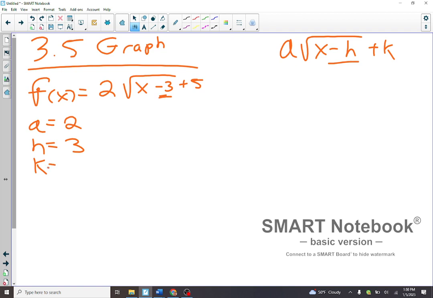Do you always flip it? Yes, always flip the H, while the K always stays the same. Don't flip that. People get too eager to flip things. And you don't flip A either, right? You don't flip A. So what does each piece tell me? A tells me it's going to be stretched by a factor of 2. So stretched by 2. And by stretch I mean it gets taller.